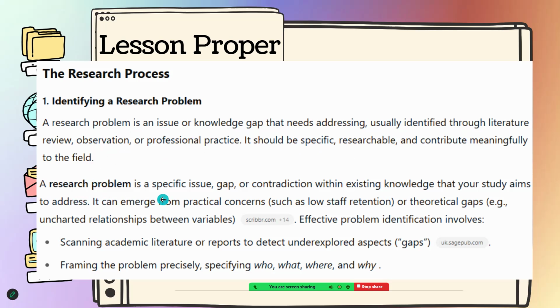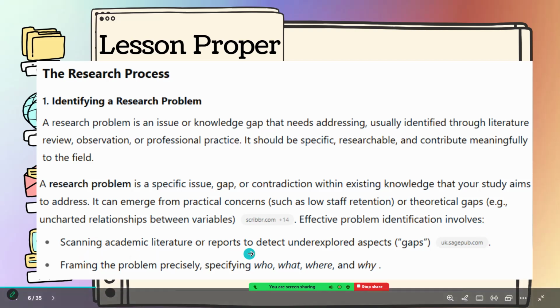A research problem is a specific issue, gap, or contradiction within existing knowledge that your study aims to address. It can emerge from practical concerns such as low staff retention or theoretical gaps, for example, uncharted relationships between variables. Effective problem identification involves scanning academic literature or reports to detect underexplored aspects or gaps and framing the problem precisely, specifying who, what, where, and why.